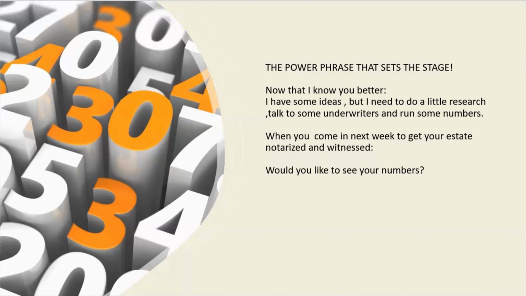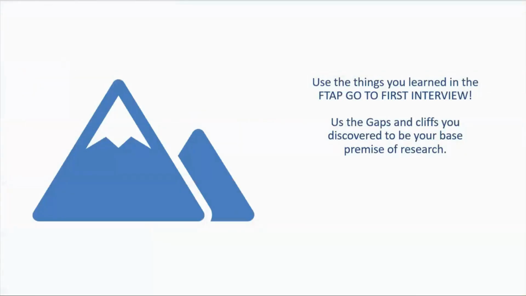And everybody says yes, and they know they're going to be looking at some numbers when they come in, and you've already given them elementary income class 101 on gaps and cliffs before you ever talk to them about products. And when you ask them, hey, do you remember the gaps and cliffs we talked about? They're going to say yes, but then you're going to refresh their memory a little bit. But would you like to see your numbers? People, yes, they want to see their numbers.